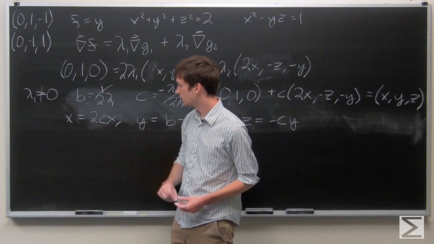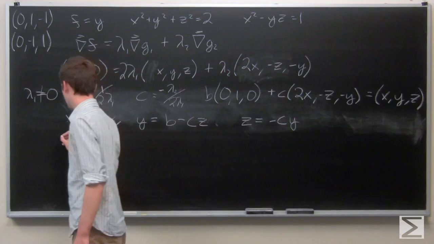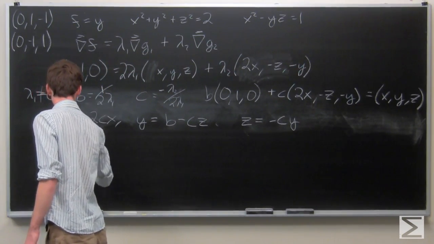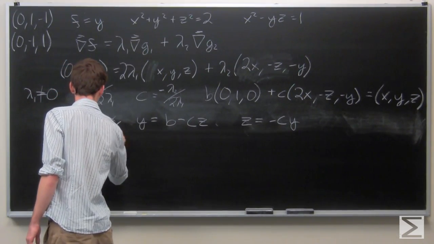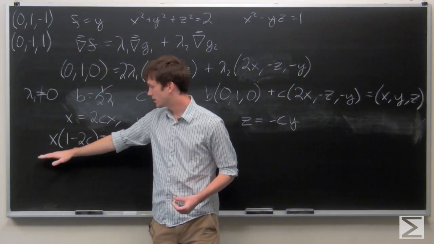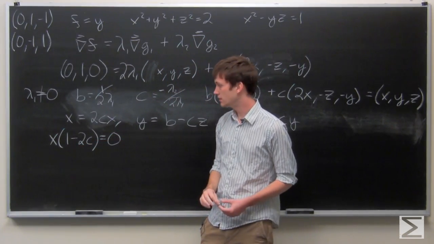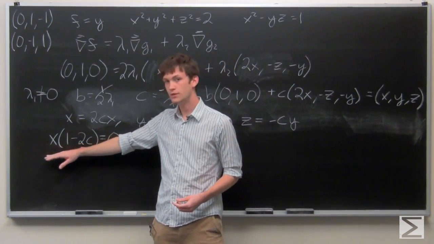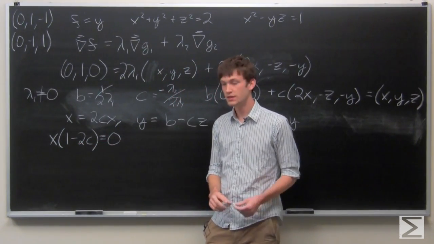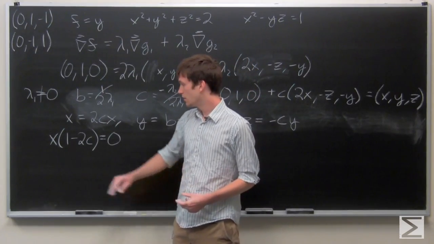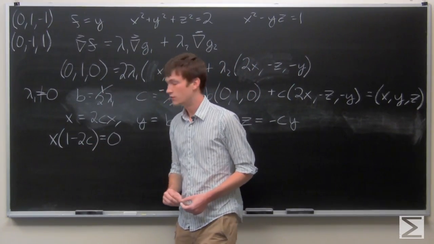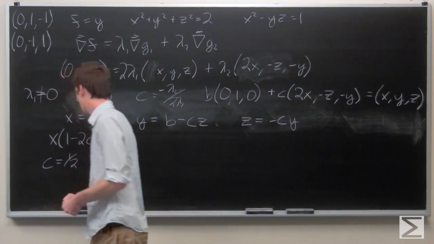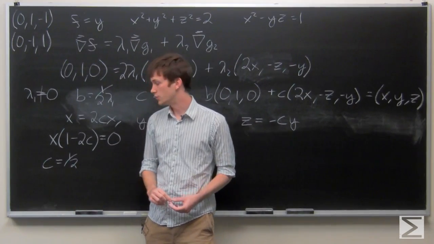Okay, so first looking at this equation, again, we saw something similar earlier. So we have x times the quantity 1 minus 2c is equal to 0. So we know that either x is equal to 0 or 1 minus 2c is equal to 0, or both. So first we'll let 1 minus 2c equal 0, which tells us that c is going to be equal to 1/2.